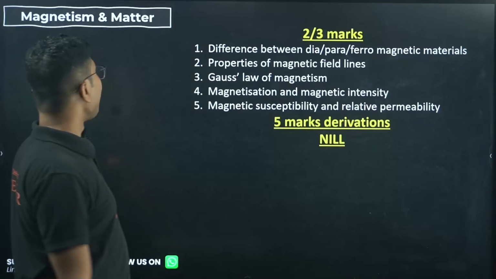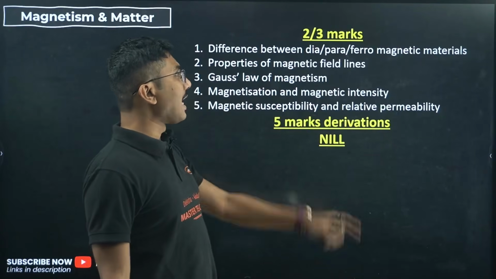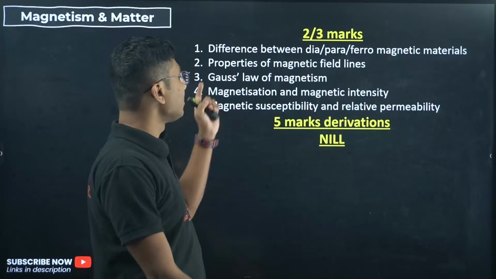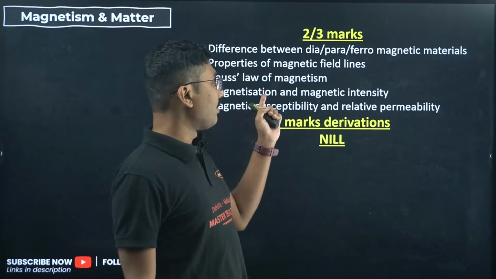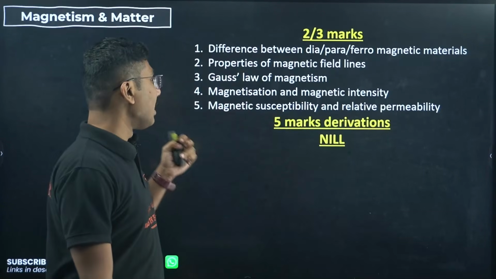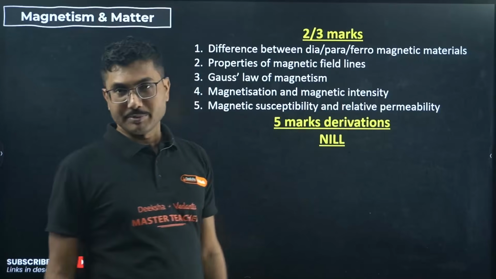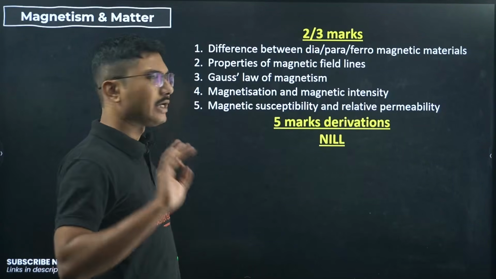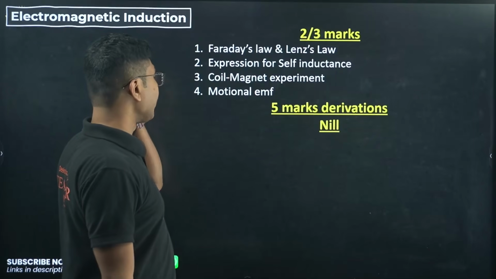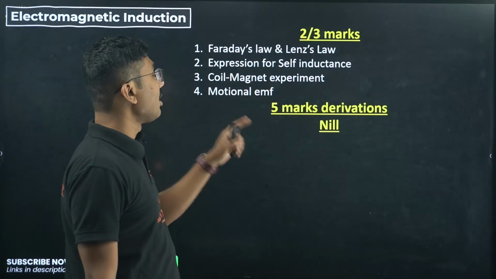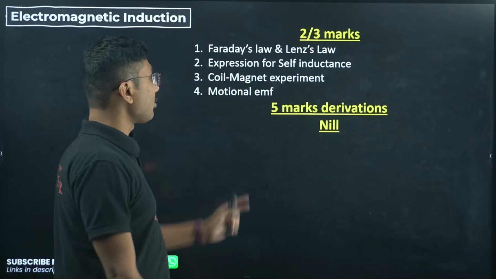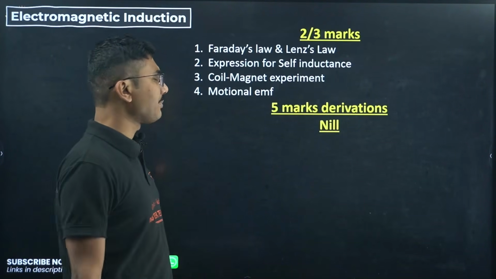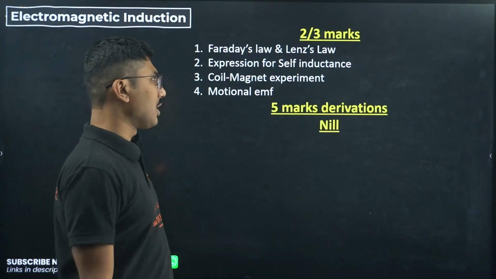Now next, magnetism and matter. Difference between dia, para and ferromagnetic materials, very important. Properties of magnetic field lines, Gauss's law of magnetism, magnetization and magnetic intensity, magnetic susceptibility and relative permeability. These are all important from this chapter based on definitions, units, etc. Next, electromagnetic induction: Faraday's law, Lenz's law, expression for self-inductance, coil magnet experiment and motional EMF, they are all important from this chapter. No 5-marker derivation is going to come from here.